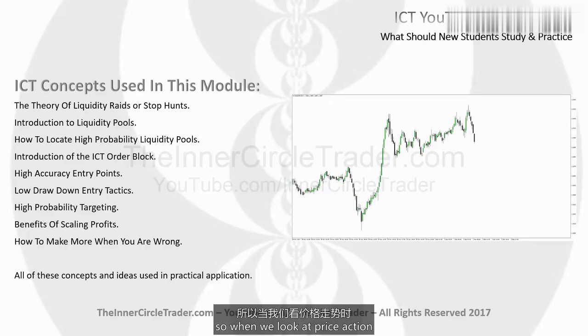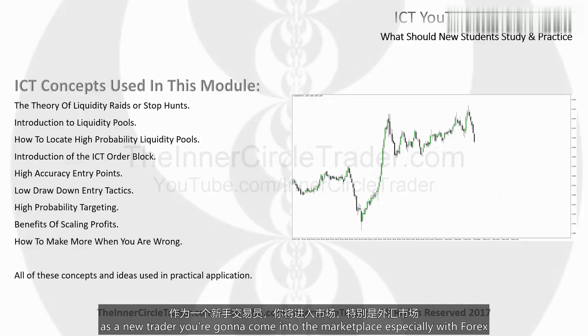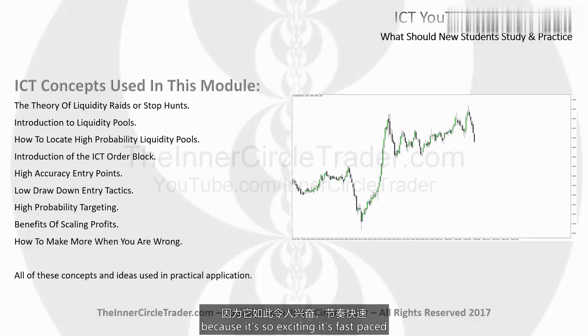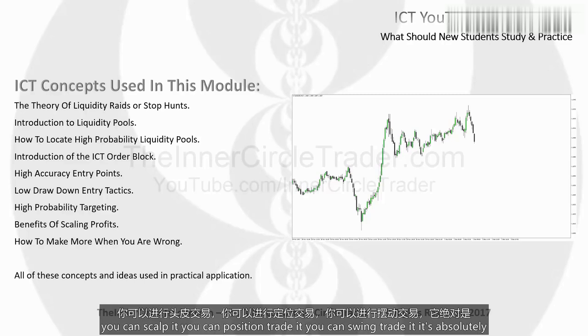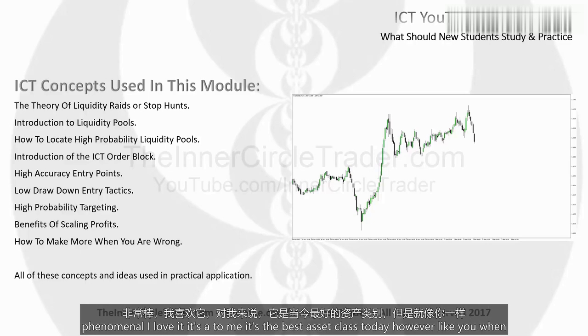When we look at price action, as a new trader, you're going to come into the marketplace, especially with Forex, because it's so exciting, fast-paced, and beautiful, and it gives plenty of opportunities. You can day trade it, you can scalp it, you can position trade it, you can swing trade it. It's absolutely phenomenal. I love it. To me, it's the best asset class today.